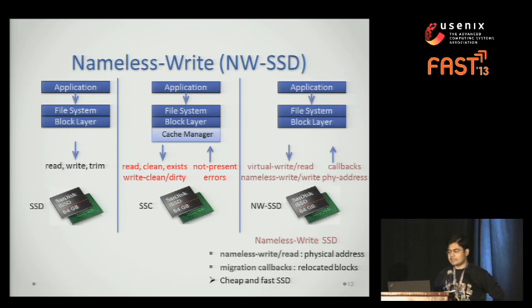Nameless Writes, on the other hand, introduced new commands to build a cheap and fast SSD. The price difference is because of the reduced amount of memory which you need to configure in your device to store the address translation mapping. To do this, Nameless Writes introduces new commands, especially the Nameless Write command, where the operating system tells the device what data has to be written, and the device picks a location for that data and returns a physical address to the operating system. However, on a garbage collection or wear-leveling process, when the device has to relocate that block, it has to send a migration callback into the operating system asynchronously.